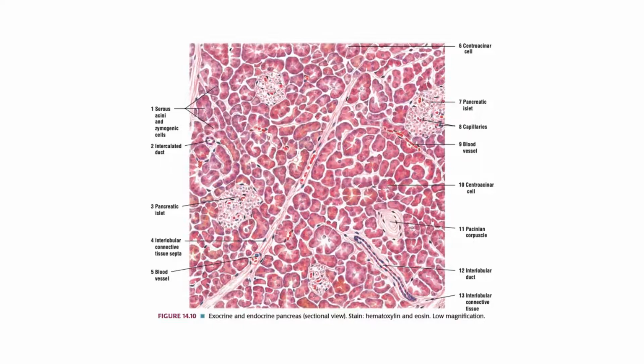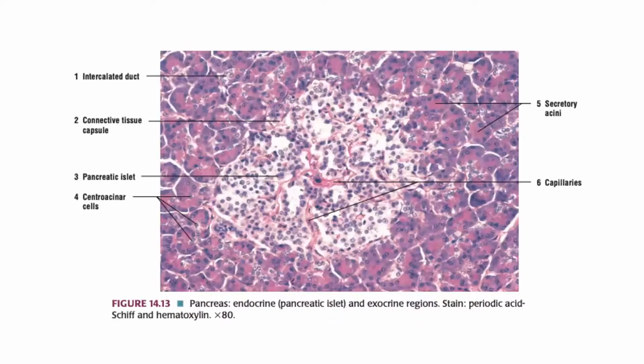But the Langerhans islets make insulin and glucagon, and these two hormones regulate the level of sugar in our bloodstream. This is the histology of the pancreas. The pale part is the islets of Langerhans or pancreatic islets, and the deeper parts are pancreatic acini.